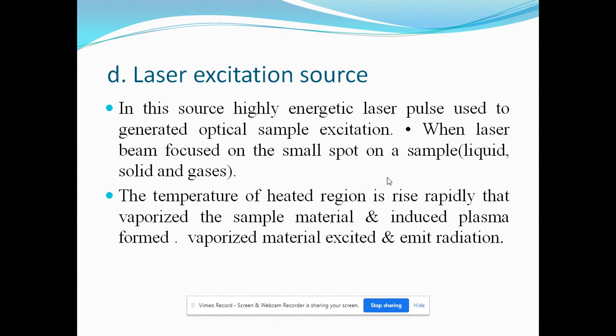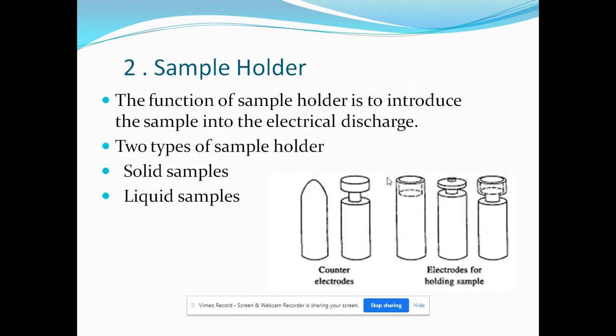Laser excitation source. In this source, a highly energetic laser pulse is used to generate optical sample excitation. When the laser beam is focused on a small spot on a sample, which can be liquid, solid or gaseous, the temperature of the heated region rises rapidly, which vaporizes the sample material and induces plasma formation. The vaporized material gets excited and emits radiation.